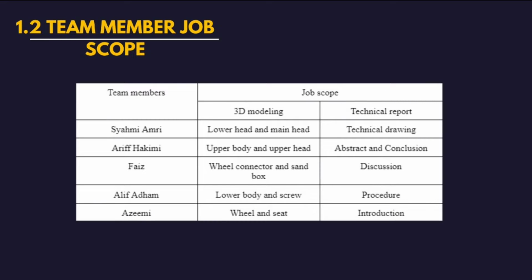This is the team members' job scope for 3D modeling and the technical report. Syahmi Amri will do the lower head, main head and technical drawing. Arif Hakimi will do the upper body, upper head, and the abstract and conclusion. Faiz will do the wheel connector and sandbox, and also the discussion. Alif Adham will do the lower body, screw and procedures. And Azimi will do the wheel, seat and introduction.